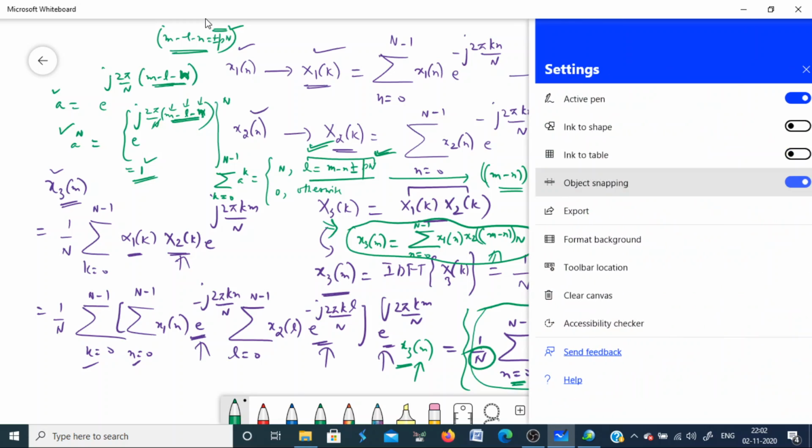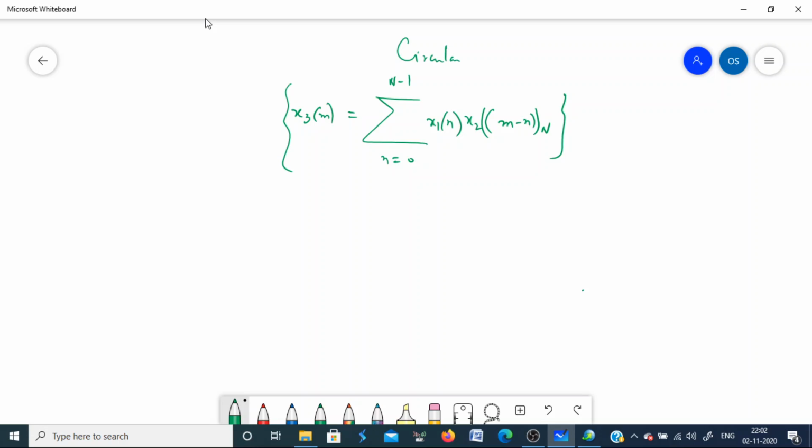Okay, so I will rewrite it. It is my x3m. It is the summation of n from 0 to N minus 1 of x1 of n and x2 of m minus n modulo N. So this equation we call circular convolution.